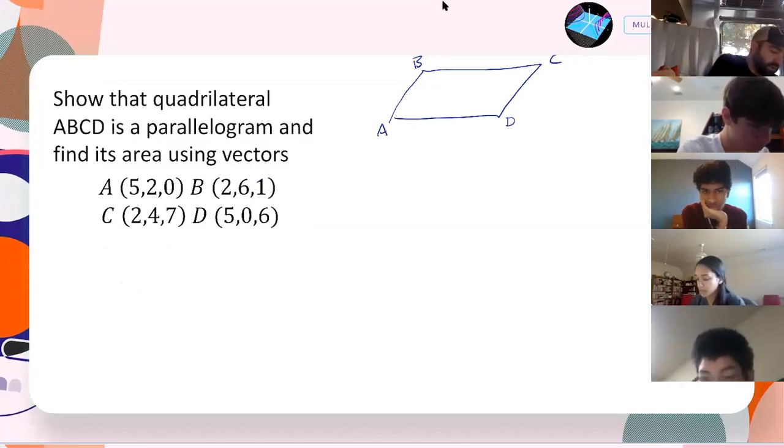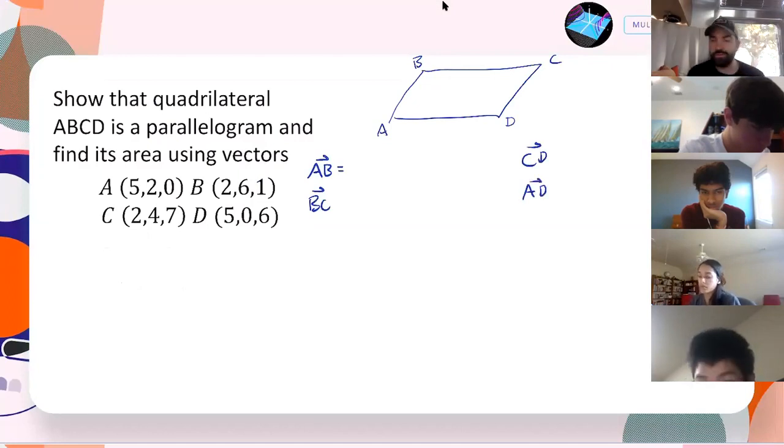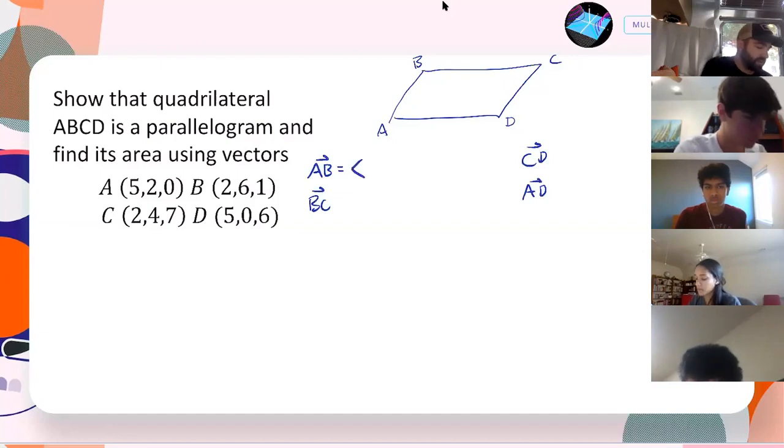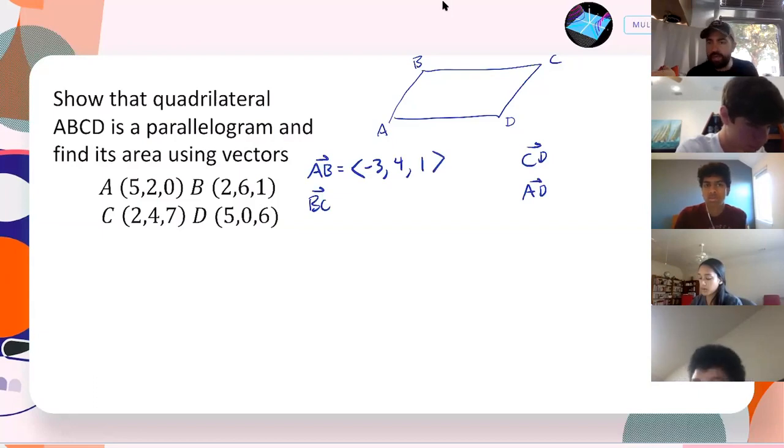So what I would do is I would find the sides AB, BC, CD, and AD. And again, remember, this is from lesson number 1. All you do is subtract the terminal point minus the initial point. So to find AB, we'll do B minus A. So 2 minus 5 is -3. 6 minus 2 is 4. 1 minus 0 is 1. And it technically wouldn't really matter if you did BA instead. Okay, it's going to come out the same idea.